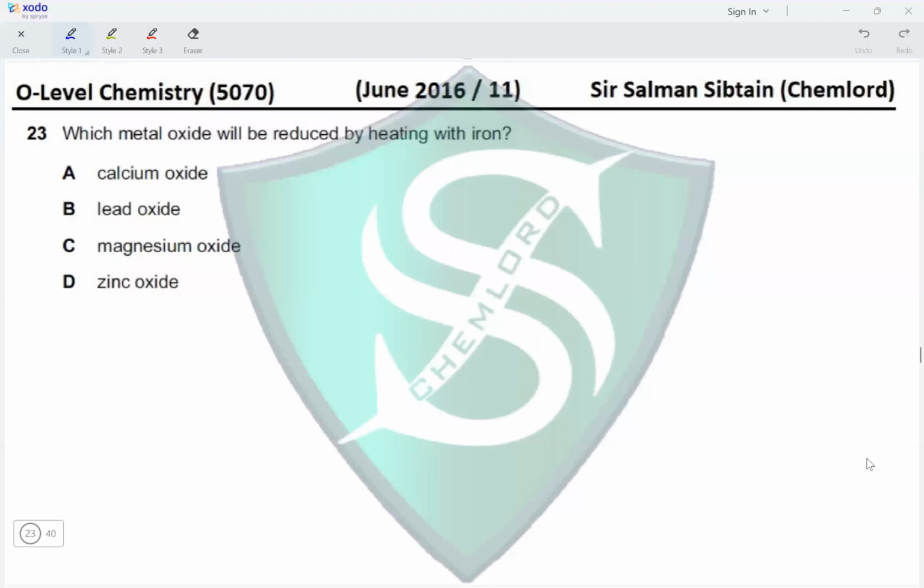Question 23. Which metal oxide will be reduced by heating with iron? So it will be a metal oxide that is less reactive than iron. Calcium oxide: calcium is more reactive than iron, so it will not react. Lead oxide: lead is less reactive than iron, so it will react. Magnesium oxide: magnesium is more reactive than iron, so it will not react. And zinc oxide: zinc is more reactive than iron, so it will not react. Therefore, the correct option for this question is option B.